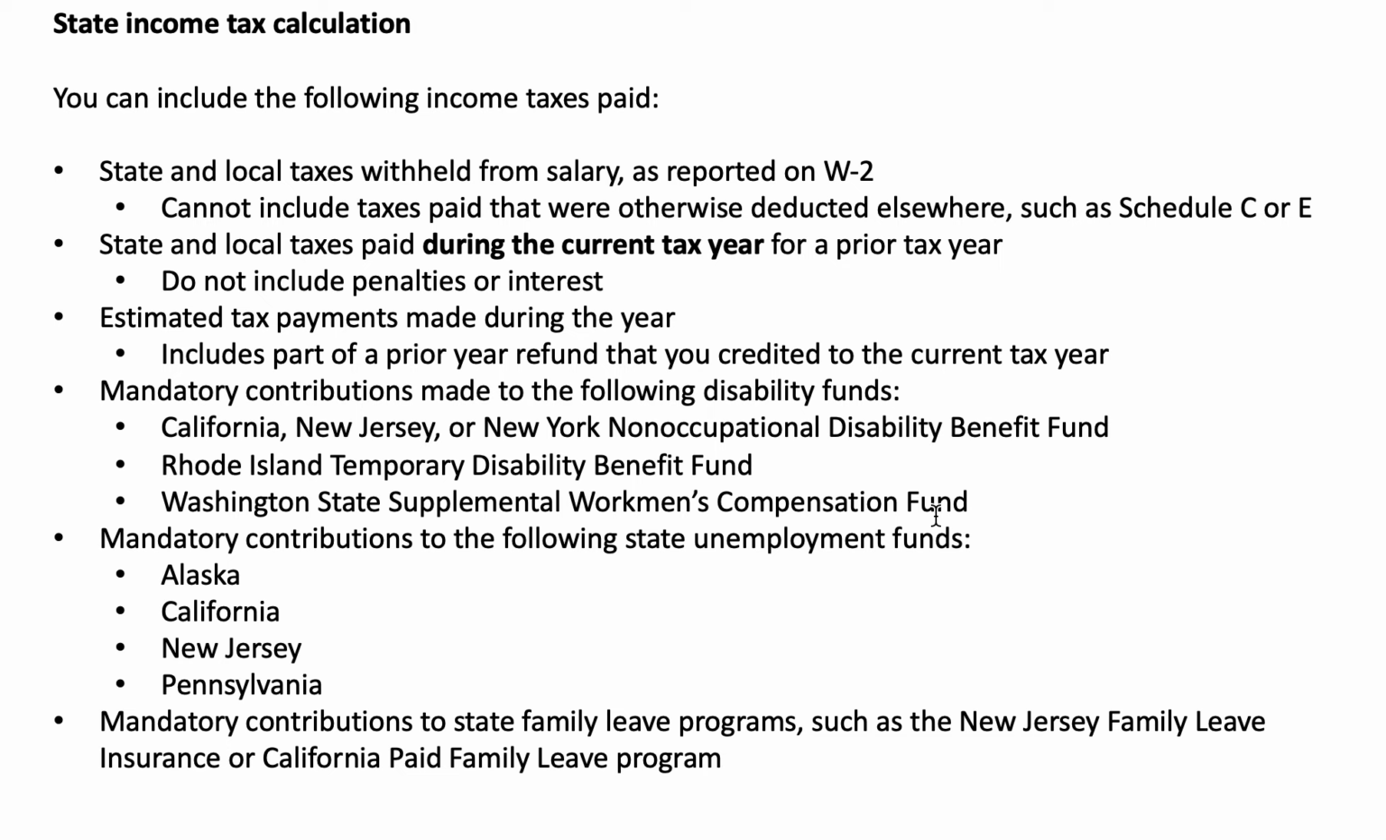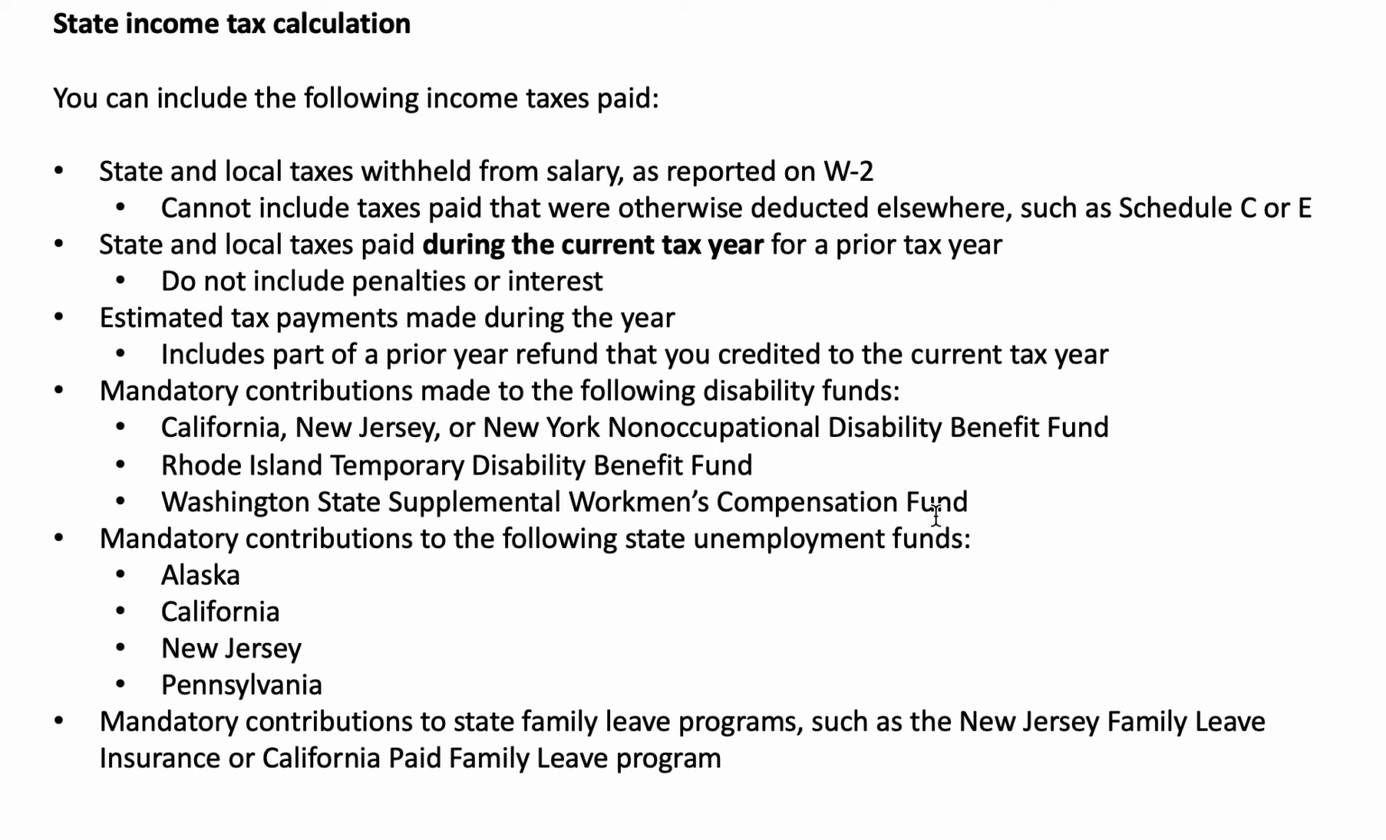Estimated taxes that you made during the year, and this includes part of a prior year refund that you credited to the current tax year. If you made mandatory contributions to a disability fund sponsored by a state government, you can include those in your calculation. Examples specifically from the form instructions include the California, New Jersey, or the New York Non-Occupational Disability Benefit Fund, the Rhode Island Temporary Disability Benefit Fund, or the Washington State Supplemental Workmen's Compensation Fund.